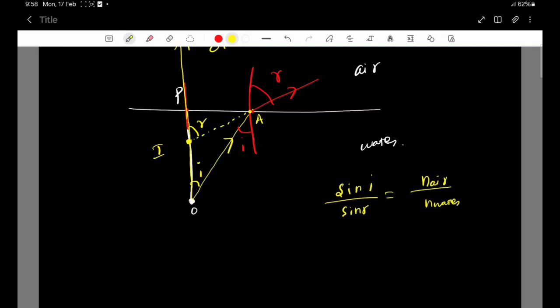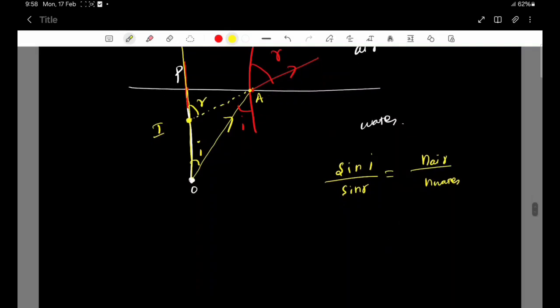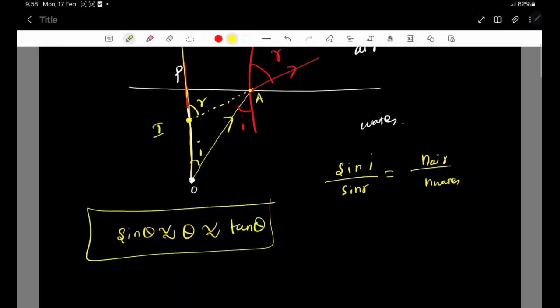There's one more thing I think you might have studied in high school mathematics. That tells you that for a smaller angle, sin theta is approximately equal to theta, and sin theta is also approximately equal to tan theta. For a smaller angle, all these three values are identical. So sin I, sin R can be replaced with tan I and tan R for a smaller angle. Of course, we can make use of this approximation.